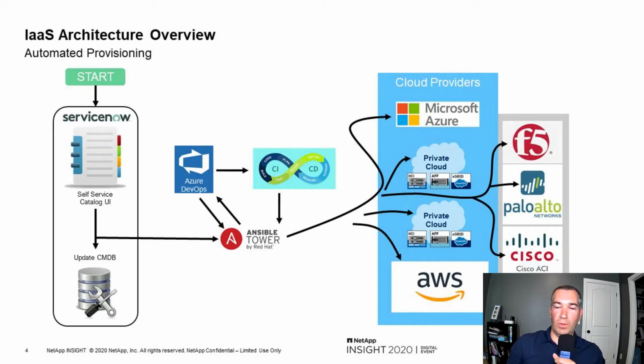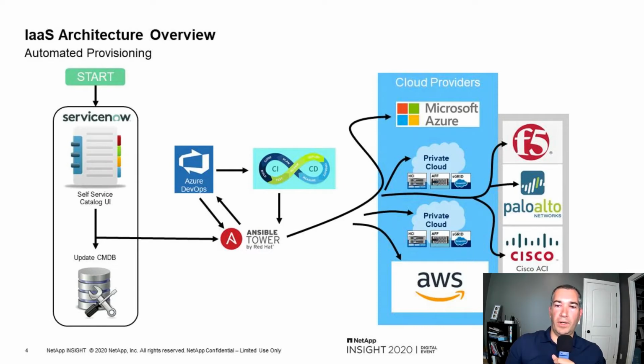In terms of the hardware we use, of course, for our compute layer, we're using NetApp HCI. We're also using NetApp AFF, all-flash FAS arrays for iSCSI and NFS storage. And then for our bucket or object storage, we're using NetApp StorageGRID.